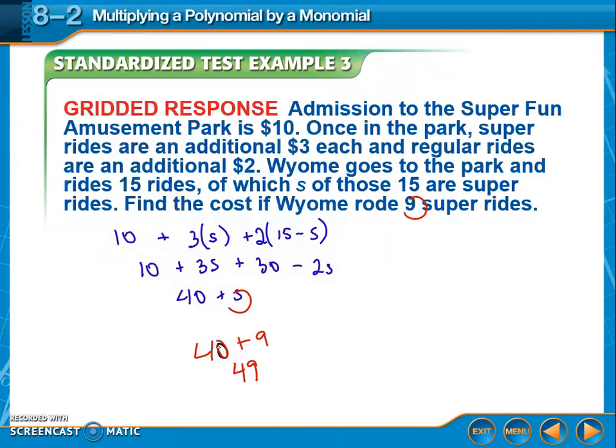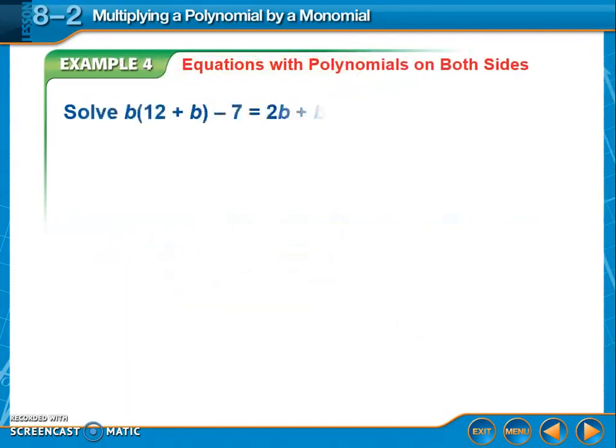Okay, so it'll be $49 for him to ride 9 super rides, which would mean that there's 6 of the regular rides and the $10 entrance.